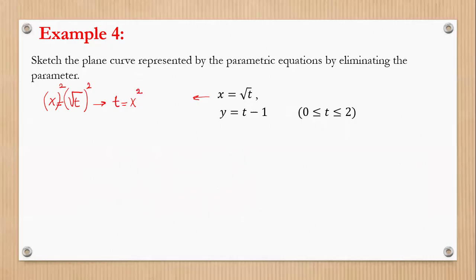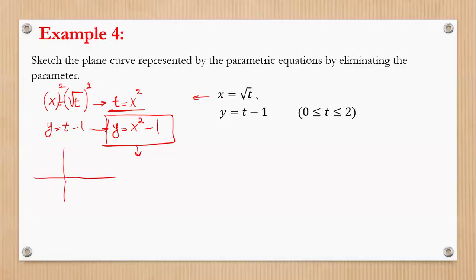Now, in the second equation, which is y equal to t minus 1, I can replace this for t. So y must be equal to x squared minus 1. Now I have an equation with only x and y. How can we graph this equation? I know that this is a graph of a parabola because that's a quadratic equation again. So if I want to graph it in the normal coordinate plane, I will have a parabola which is shifted 1 down. So that should be something like this.